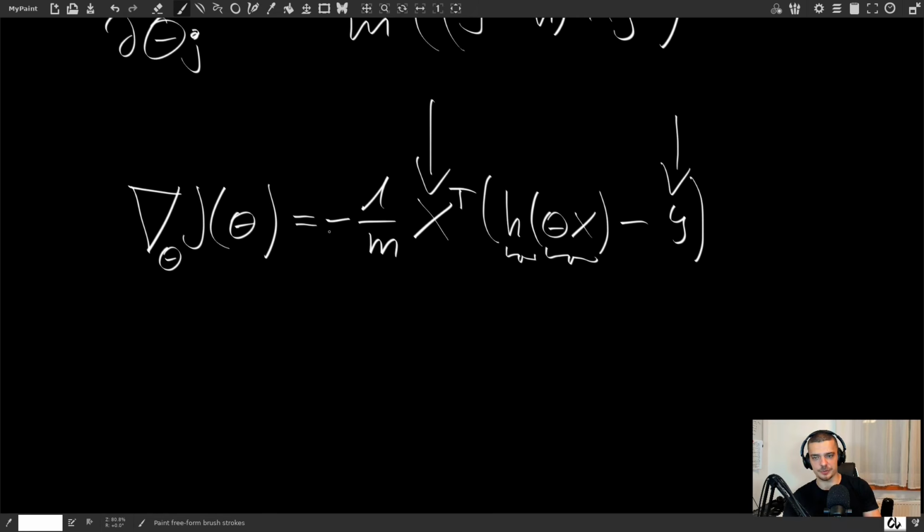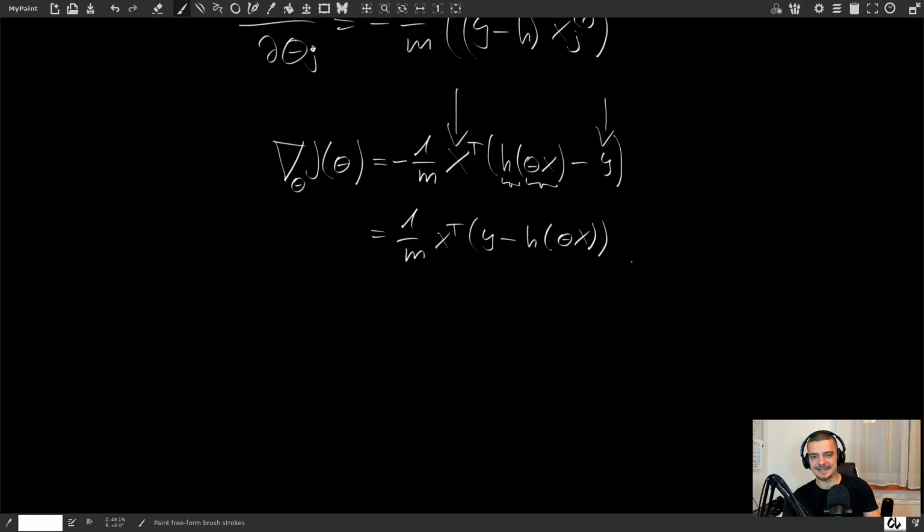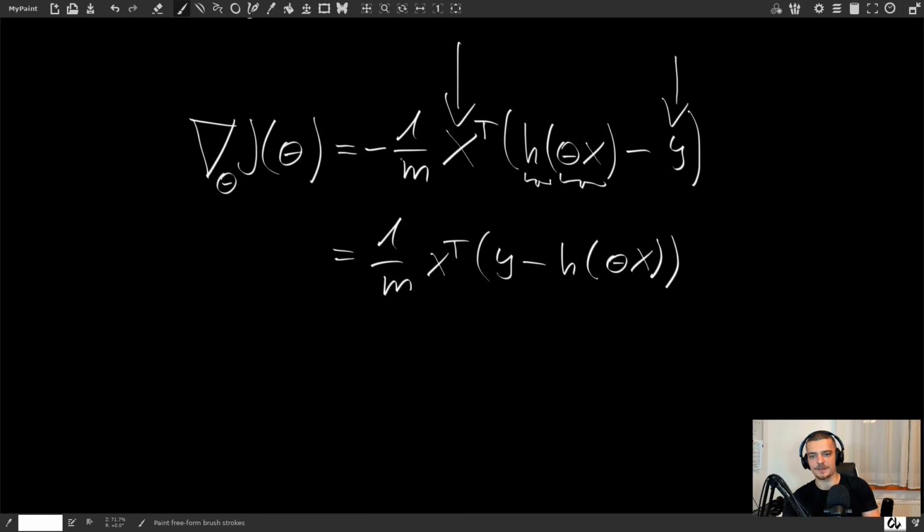And what we can do now, of course, is we can get rid of the minus. I can say 1 over m times x transposed. And then I can just swap this. I can say y minus h of theta x. That is that. This is our gradient. And this gives us now the direction of steepest ascent for all the parameters.